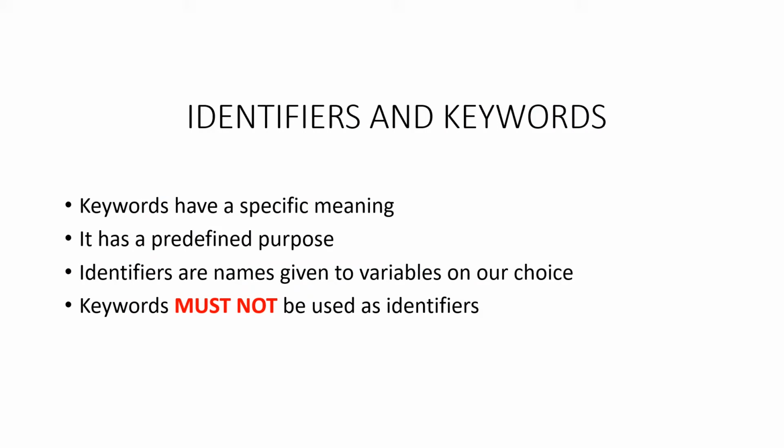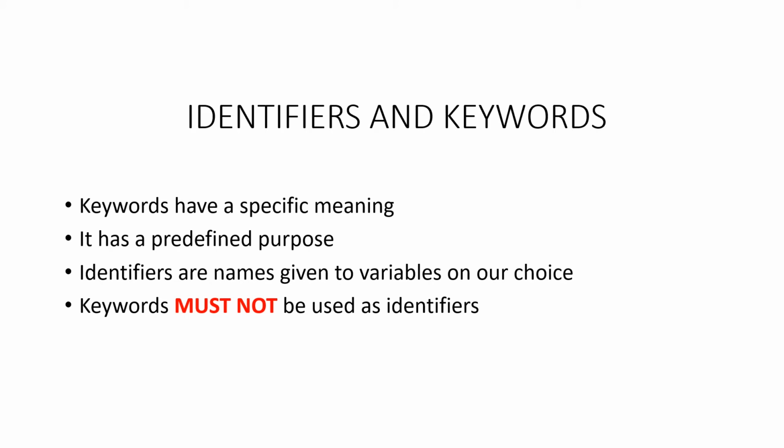The difference is that keywords have a specific meaning. That meaning is already defined. So, for example, if I say int, it represents integer type data. So if I say int, that means it already has a meaning. Such words are called keywords. Whereas identifiers are the names given for the various variables.